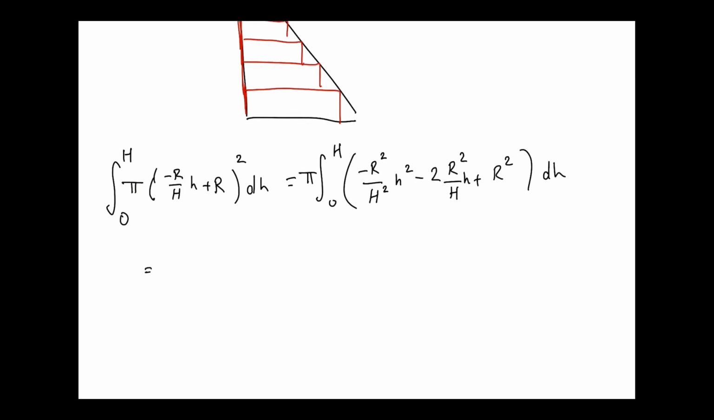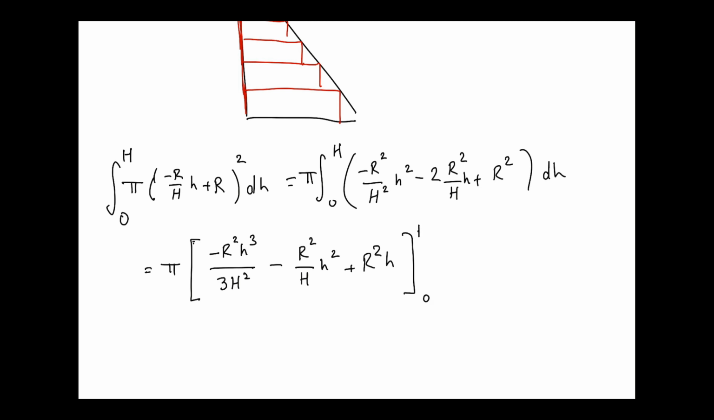And so I'm going to get pi negative r squared h cubed over 3h squared minus r squared over h squared, plus r squared h. Okay, any disagreements there? So that first one is supposed to be negative or positive? The first term, oh, it should be positive. Yeah, thank you.